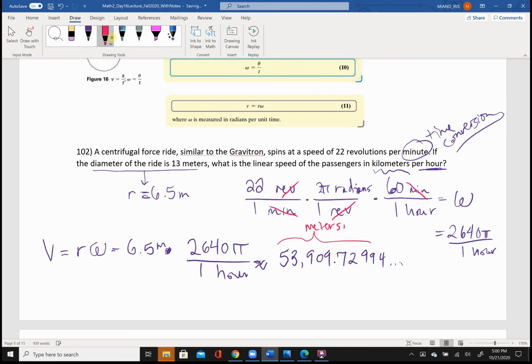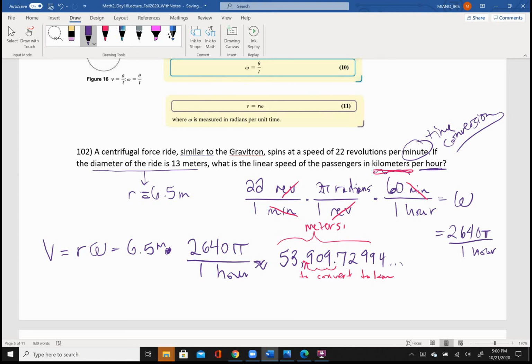So in order to get it into kilometers, we need to move this decimal place over 1, 2, 3 spots to the left, to convert to kilometers. So then your final answer, and we are going to round to the tenths place for no particular reason.